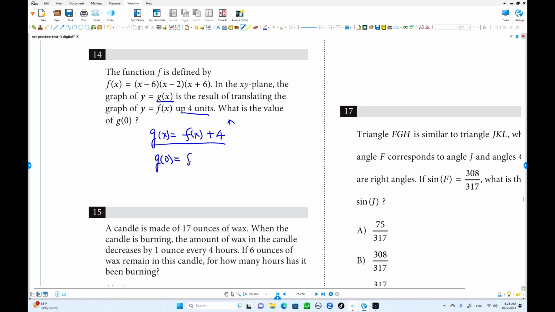g of 0 equals what? It is f of 0 plus 4, right? From this y value, we're going to move up by 4 units. So what is f of 0? Put this number f of 0 there. Negative 12, positive 12 plus 6 is how much? 72. Okay? But we need plus 4, right? So this number is 74. We need up by 4 units. So g of 0 equals 76 is the answer, okay?